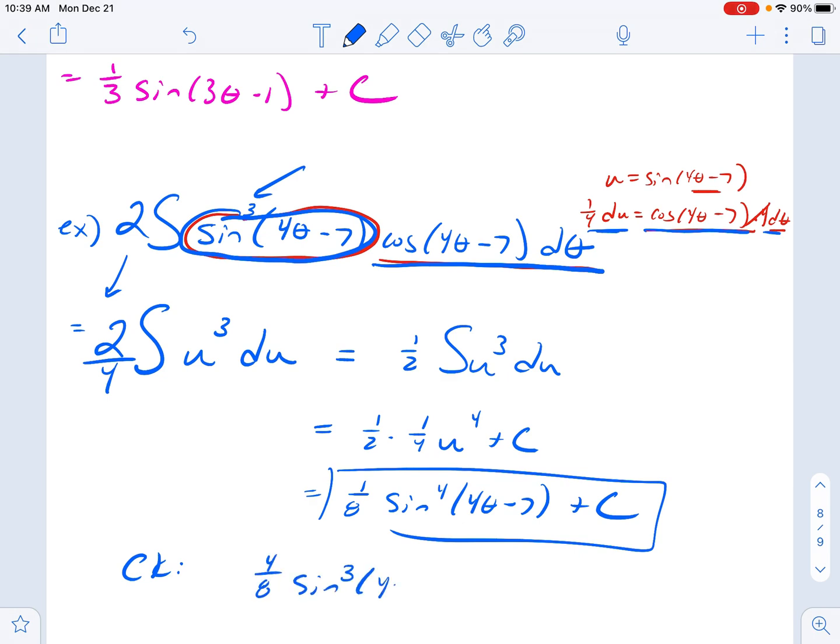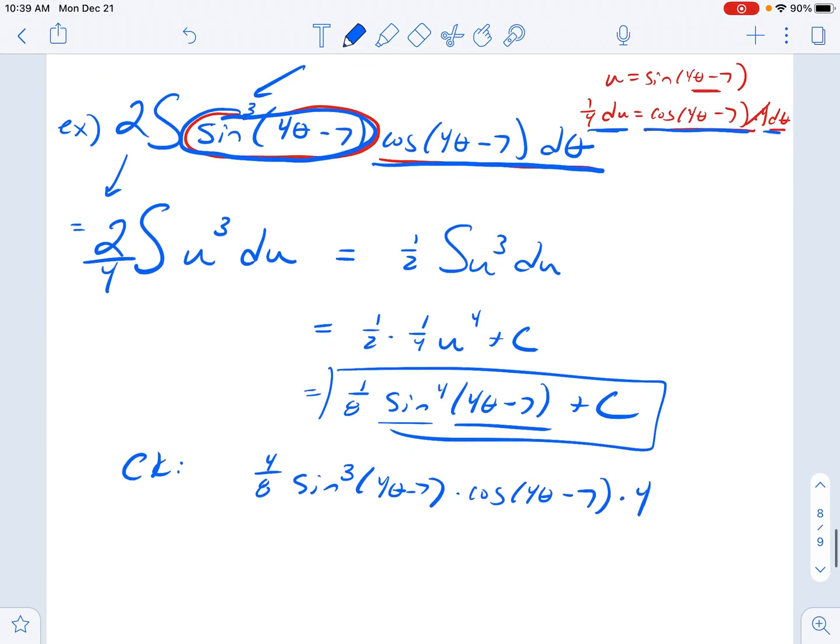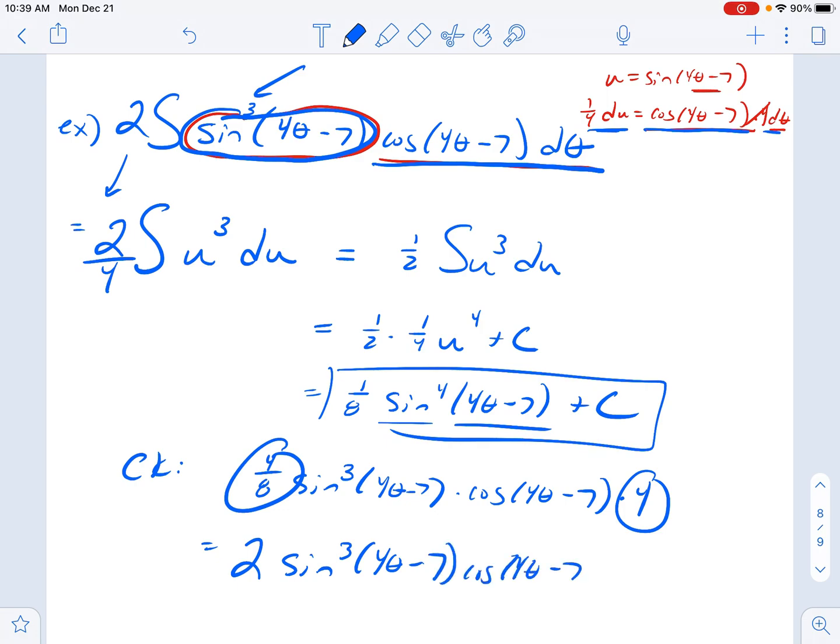And again, with a quick check, if I take the derivative, bringing down the 4, I get 4/8 sine cubed 4 theta minus 7 times the derivative of sine, which is cosine 4 theta minus 7, times the derivative of 4 theta minus 7, which is 4. And let's see, the 4 and the 4/8 out front becomes 16 over 8, which is 2. Sine cubed of our quantity, cosine of our quantity, and that's exactly what we had up in the integral to begin with.